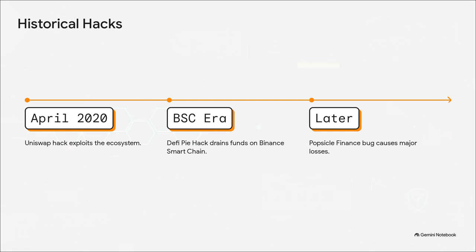And this isn't just academic theory, guys. These exact flaws have led to massive real-world financial devastation. We saw this in the infamous April 2020 Uniswap hack. We saw it during the Binance Smart Chain era with the DeFi Pie hack, and later on with the Popsicle Finance bug. Millions of dollars literally vanished in an instant simply because developers failed to account for how the EVM processes state changes during external calls.